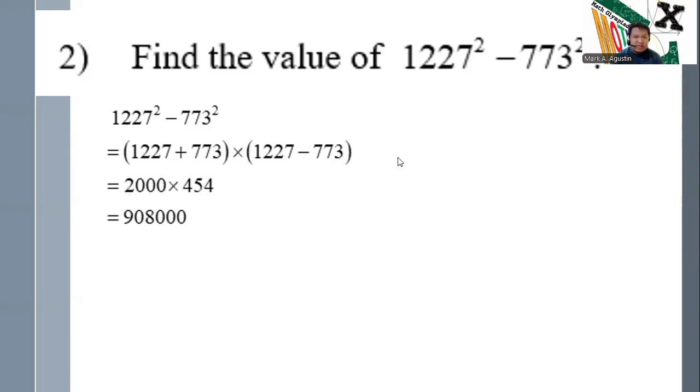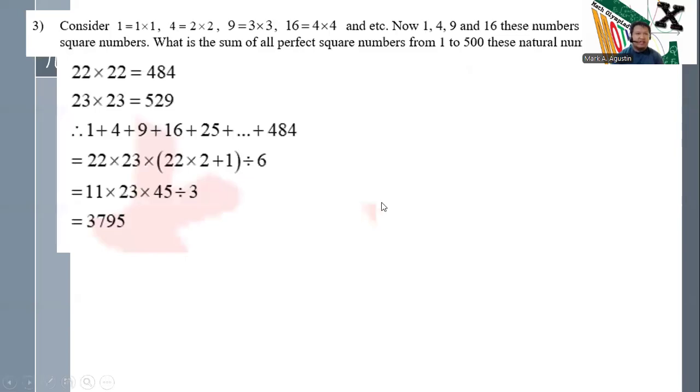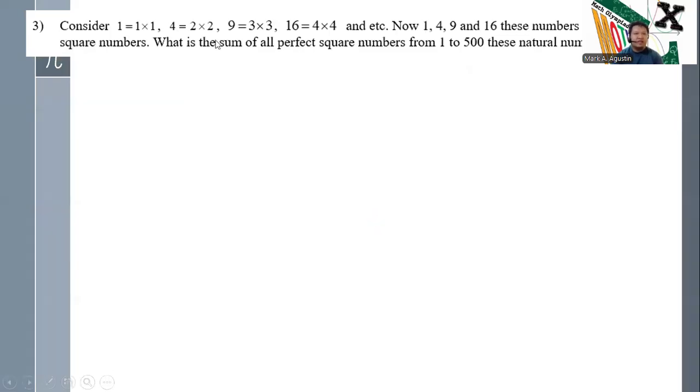Okay, number 3. Let's try to check. We have this equation. 1 is 1 times 1. 4 is 2 times 2. That's the squares actually. 1 or 1 squared. 4 is 2 squared or 2 times 2. 9 is 3 times 3. 16 is 4 times 4 or 4 squared and so on.